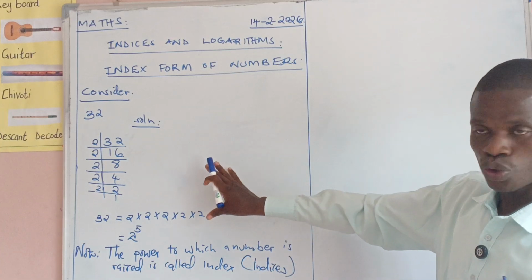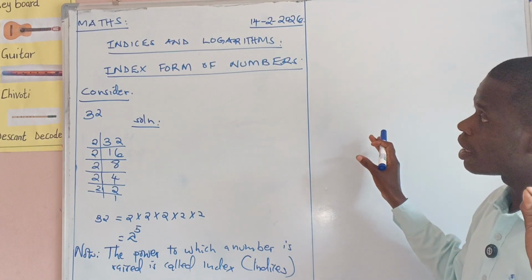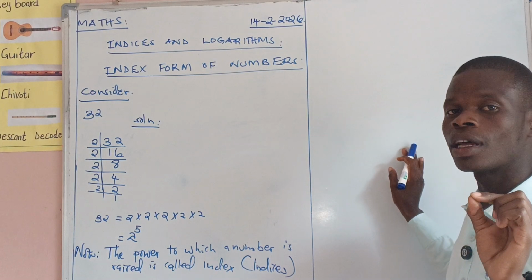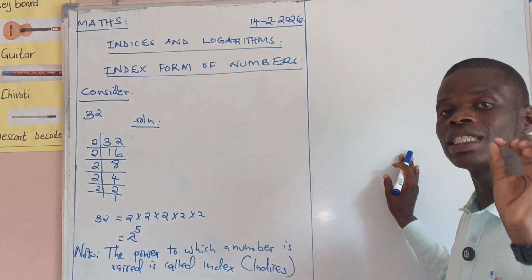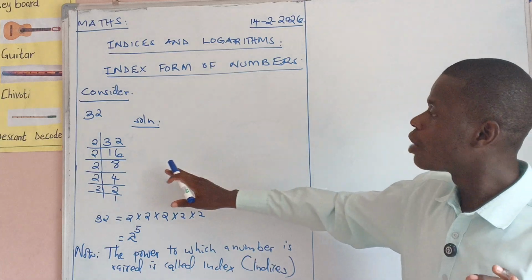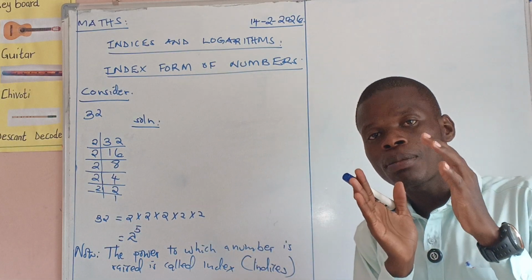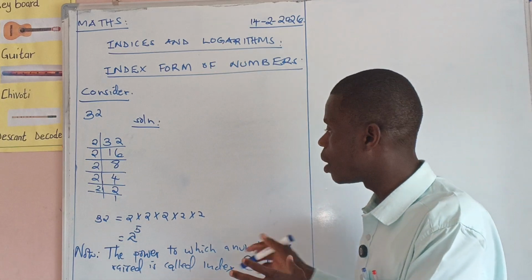So this is what you need to do. I'm recalling your attention to the subtopic we did, which is prime factorization. We are expressing a composite number as a product of its prime factors, and we are using prime factors only. But in index form, it is not a must for it to be prime factors. I wanted you to understand what we are talking about.